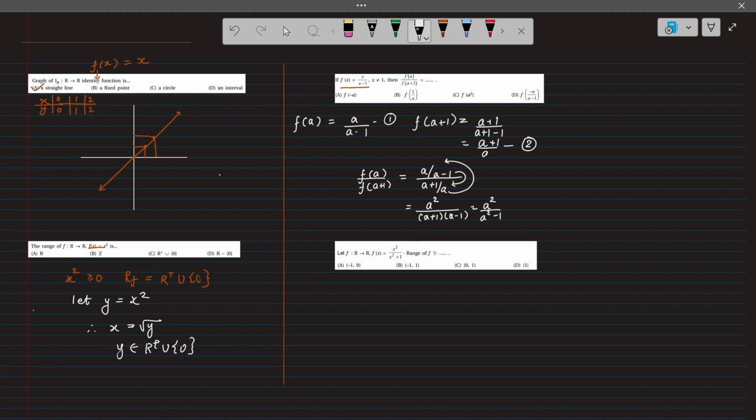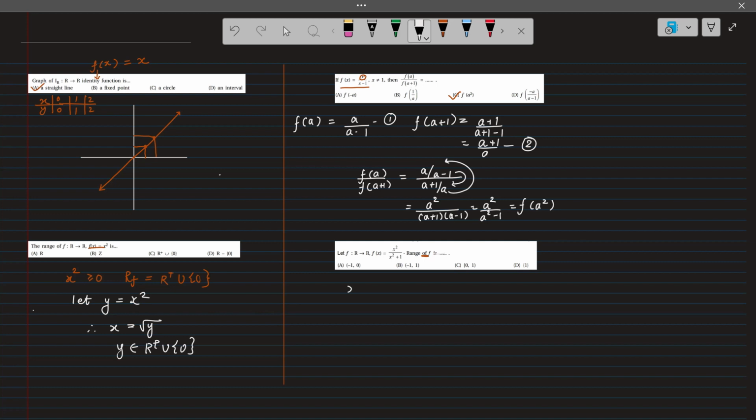If we compare this with our f of x, instead of x, if we substitute a square, then we will get the same values, a square upon a square minus 1. So here we can say this is nothing but f of a square. Hence our answer should be option C, f of a square.